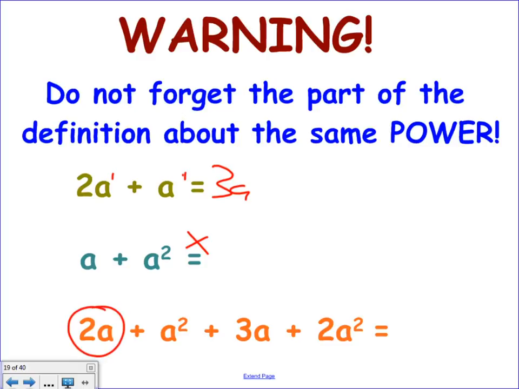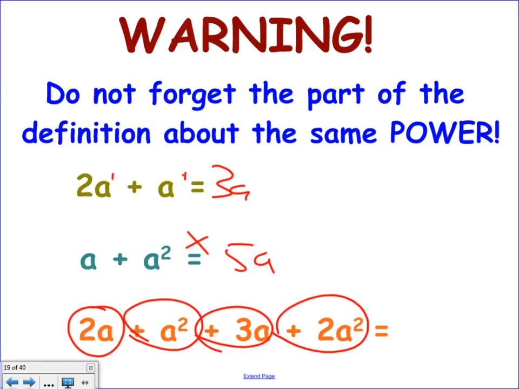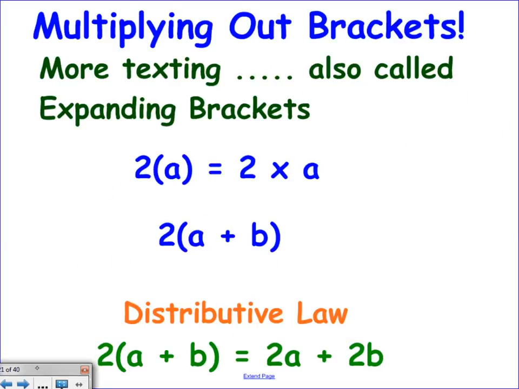Where are my other a's? 3a. Plus 3a. So I've got 5a's. Good. Then what have I got to add? I've got a plus a squared, and I add another 2a squared. So how many a squareds do I have in total? So nothing changes. The rule is still the same. You can add like terms, even though the term might be a squared letter, okay, a squared variable.